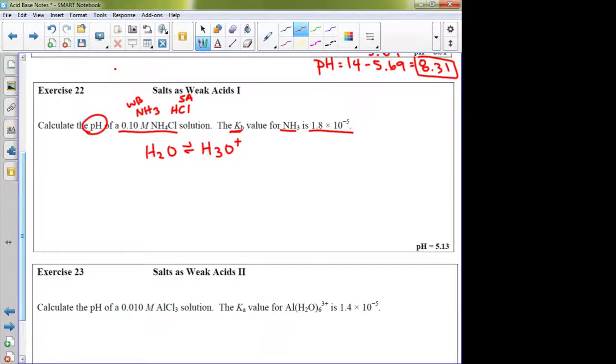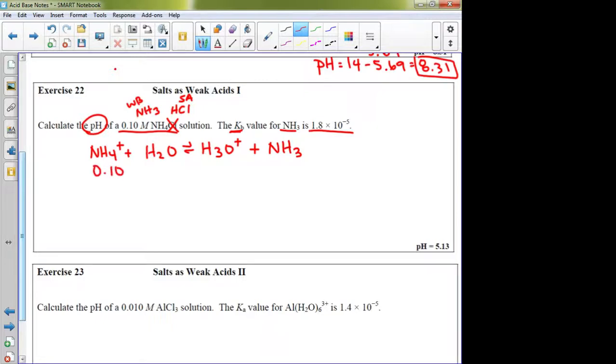Cl is also a spectator, so my Cl goes away. So my other reactant is NH4 positive, and my other product is NH3. So I go ahead and set up my RICE table.